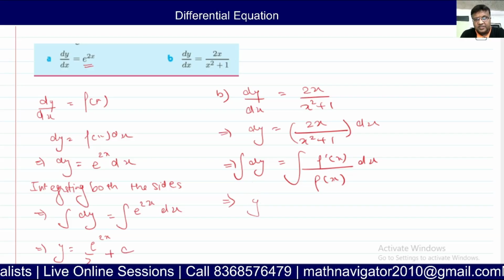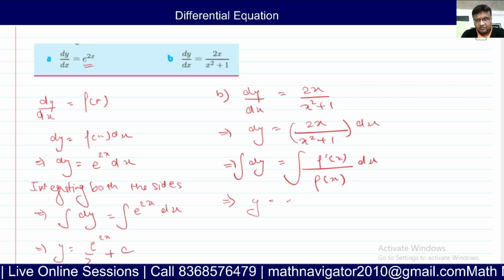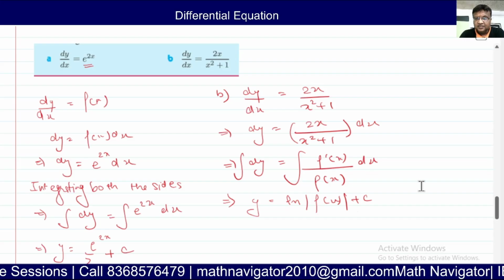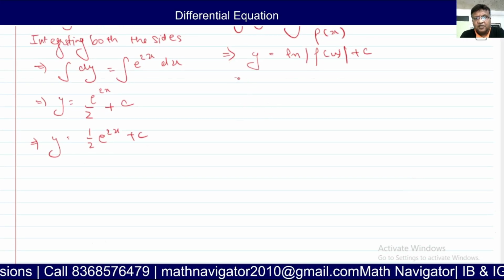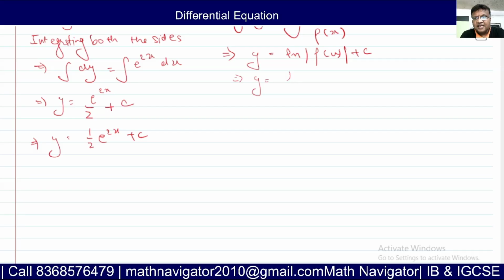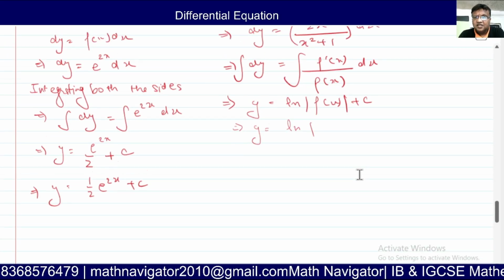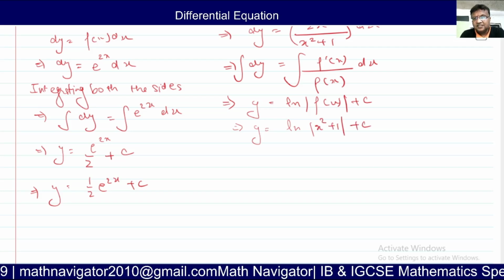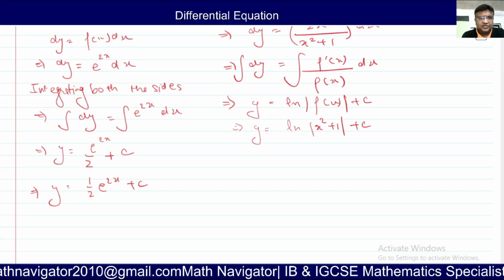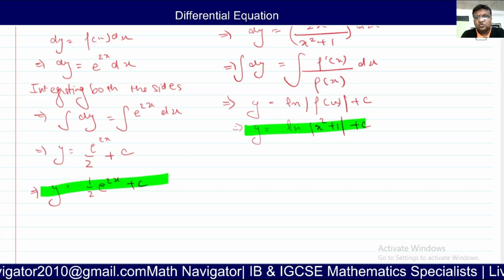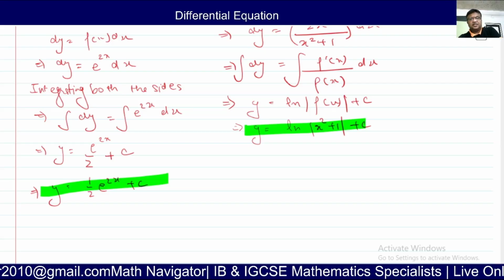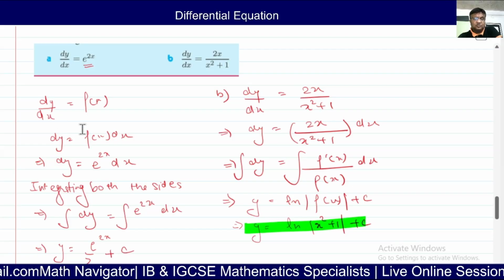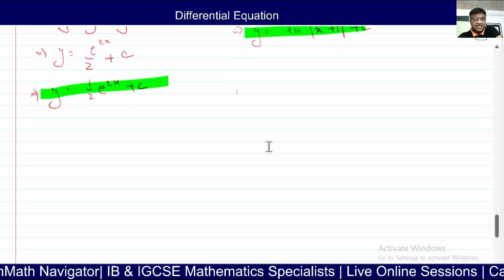So now integrating both the sides will give me y is equal to ln of f(x) plus c, which will give me y is equal to ln of x squared plus 1 plus c. So this is my answer. This is how you will solve a simple equation when the differential equation looks like dy by dx is equal to f(x). Then I have another thing.